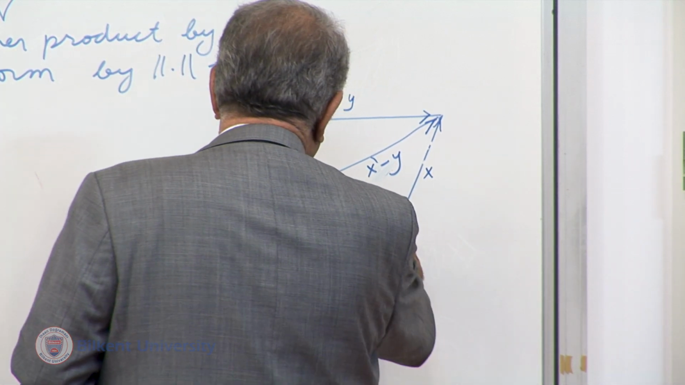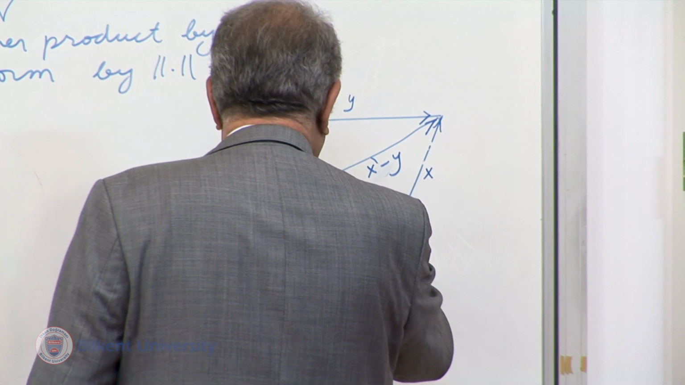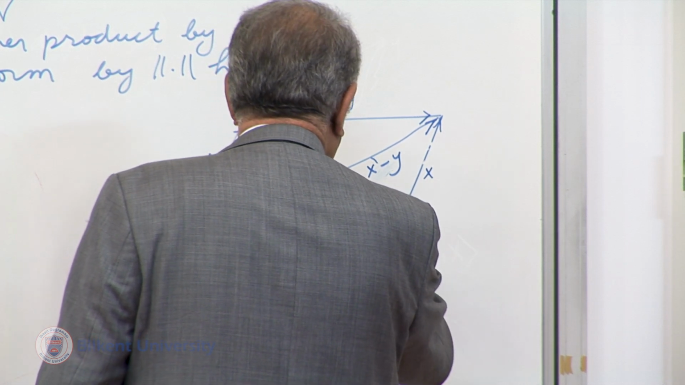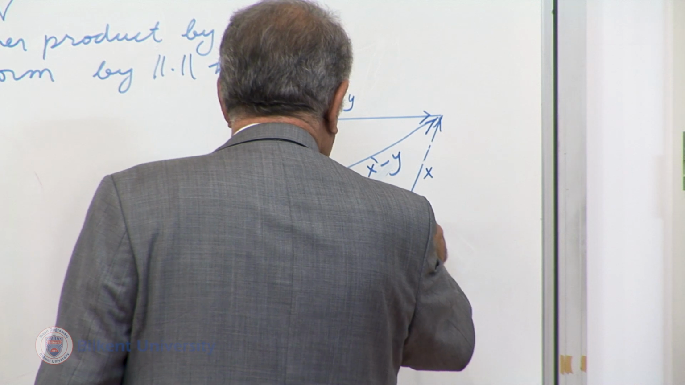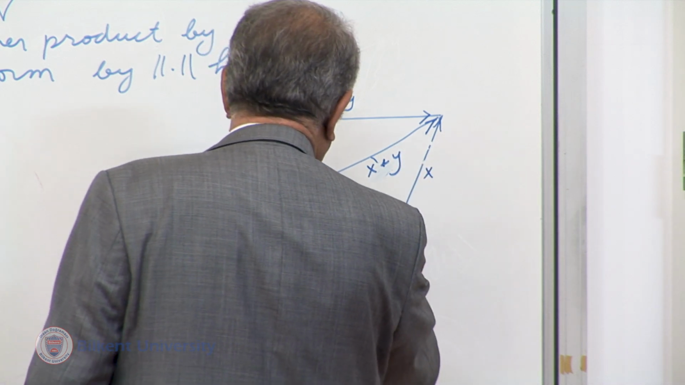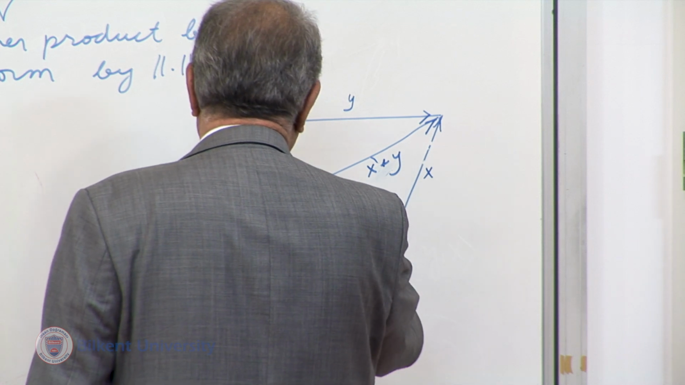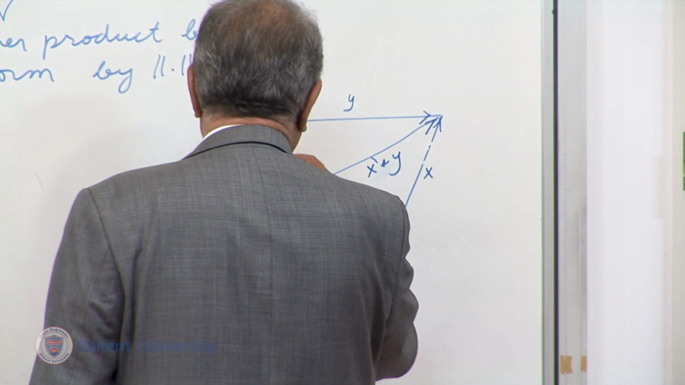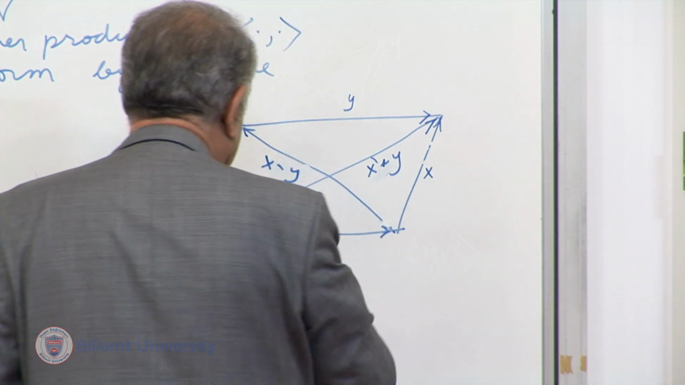X plus y minus x, that's y. Then y, this is y, x plus y, I'm sorry. X plus y, and let me write this in this way as x minus y. Okay?